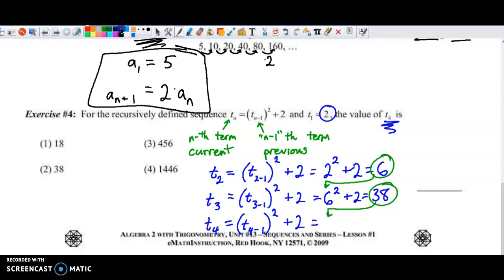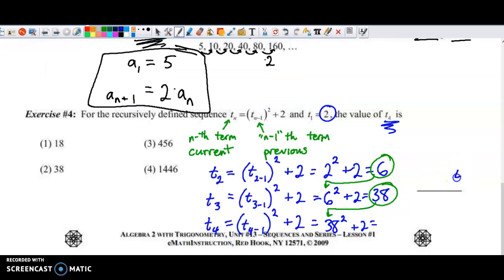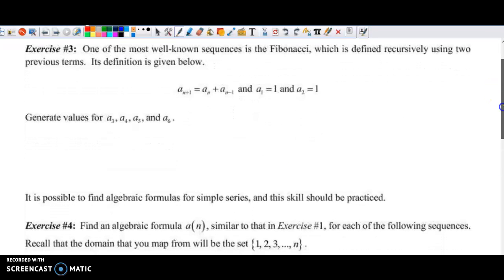And I don't know what 38 squared is in my head. That's why I let you use a calculator. I'm pretty sure the correct answer is, yep, 1446, option 4. A very large number. All right, I think I need to speed things along to get to this next one.